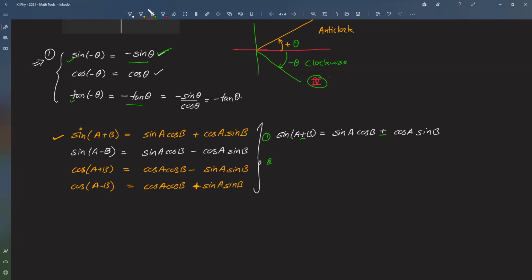Similarly, the second one for cos. Cos A plus B is equal to, in this, cos and cos are together and then sine and sine are together. So first it is the cos term, so cos A cos B minus, if there is plus here, it is minus here. If it is A plus B on the left hand side, then it is minus on the right hand side. So cos A cos B minus sine A sine B.